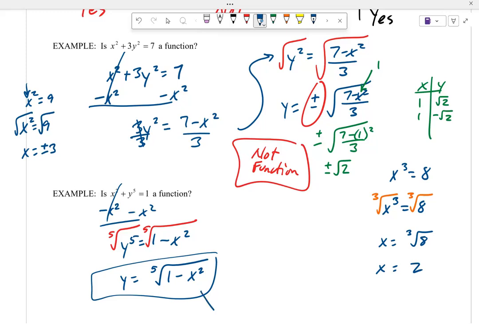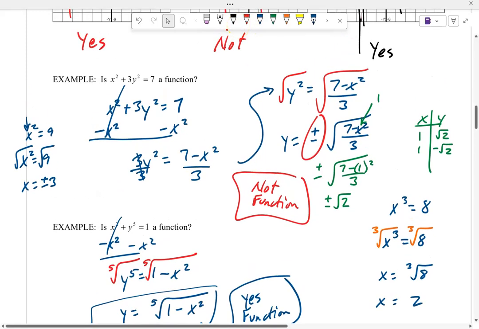So if I throw one input in, it's going to spit out one output for my y. Again, there's no plus minus there, right? Because I took an odd root. So is this a function? Yes, this is a function. So let's generalize this. How do I know if I'm going to end up with a plus minus when I solve for y?